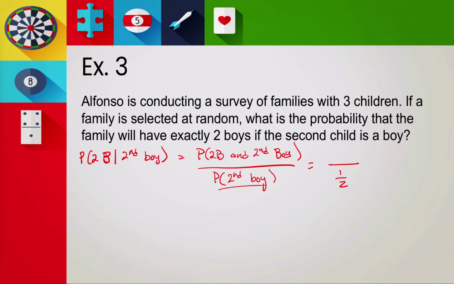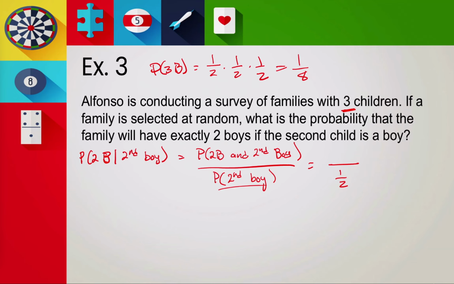Given that, so the probability of the second child being a boy and having 2 boys, if there are 3 children, you have 8 different scenarios, right? Like, the probability of 3 boys is going to be 1/2 times 1/2 times 1/2, which is going to be 1/8. So there are 8 different ordered arrangements of 3 children by gender.